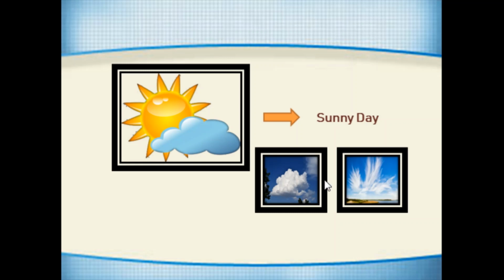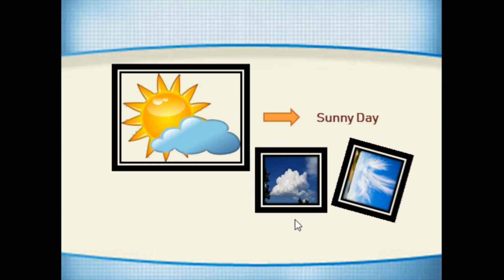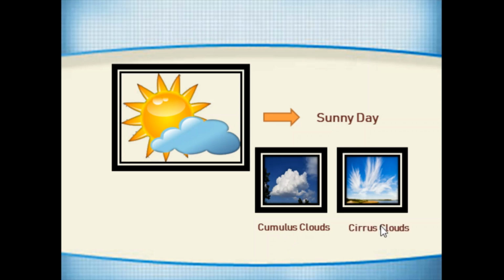Now, what kind of cloud is this again? Alright, very good. It's a cumulus cloud and a cirrus cloud. If you see these two clouds in the sky, that means the weather for a day is called a sunny day. Okay, if you see this, what kind of weather can you see? Alright, very good. You would see a sunny day.